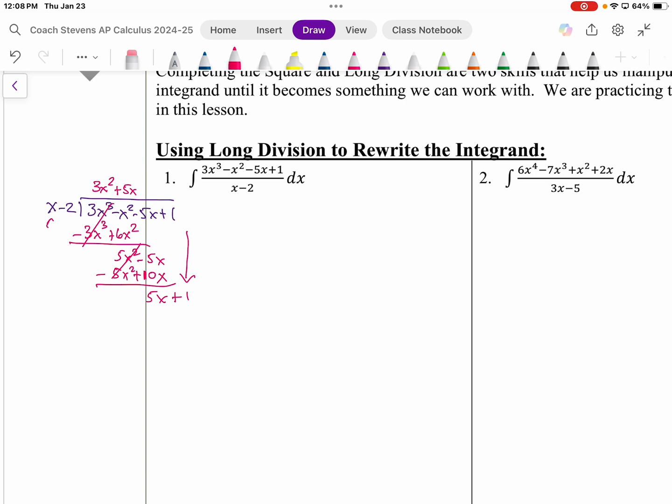I keep doing this until the degree of what's left over at the bottom is smaller than the degree of what I'm dividing by. So right now I have equal degrees. It's x to the first and x to the first. So I keep doing long division until I get to where the degree of what's left inside that division part is smaller than the degree of what I'm dividing by.